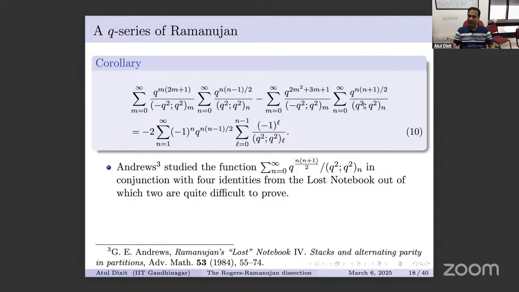For this series, Ramanujan gives 4 identities, 2 of which are very easy to prove, and 2 of which are extremely hard to prove. Andrews first proved them in his paper in Advances in Math, where he linked them to some objects in partition theory called stacks. But the proofs are very intricate. They use Bailey's 10 phi 9 summations and a lot of other ingenious arguments.